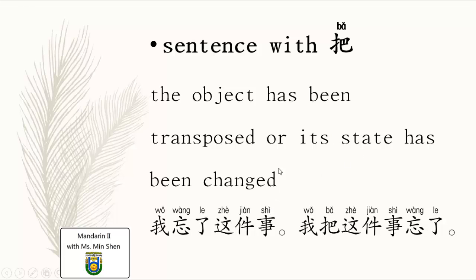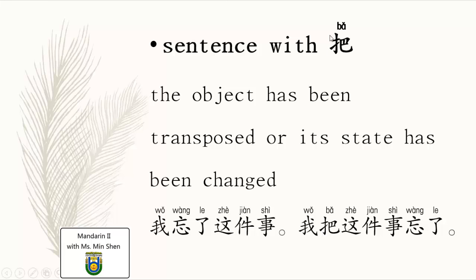So we look at some examples to understand this better. 我忘了这件事. I forgot this matter. And because the state of the matter 这件事 has changed, meaning I make this matter forgotten. So in this case, sometimes you also use the sentence with 把 to tell the state of matter already changed, meaning 我把这件事忘了. I made this matter forgotten.